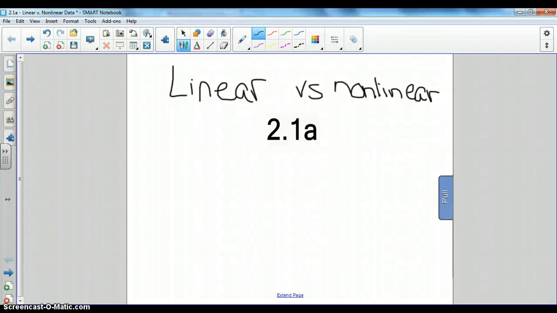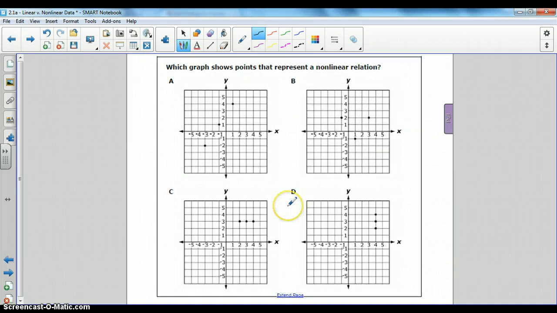This video is going to go over linear versus nonlinear. So linear means a straight line. Nonlinear means not a straight line. This is going to go through some examples that you'll see on Study Island, in your Buckle Down book, and also on your EOI.